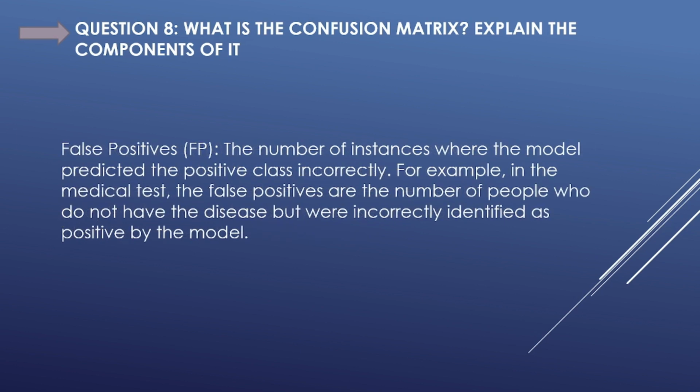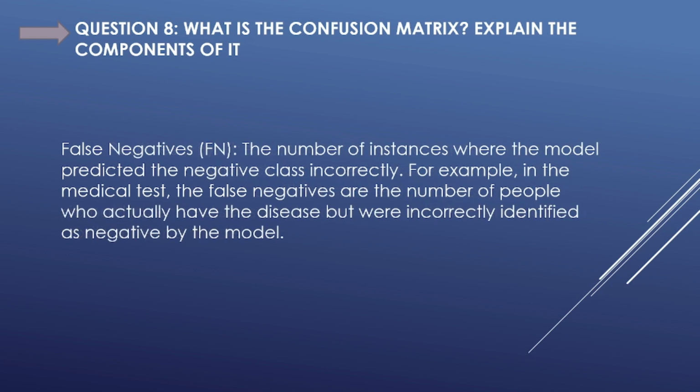False positives: the number of instances where the model predicted the positive class incorrectly. For example, in the same medical test, the false positives are the number of people who do not have the disease but were incorrectly identified as positive by the model. False negatives: the number of instances where the model predicted the negative class incorrectly. For example, in the same medical test, the false negatives are the number of people who actually have the disease but were incorrectly identified as negative by the model.